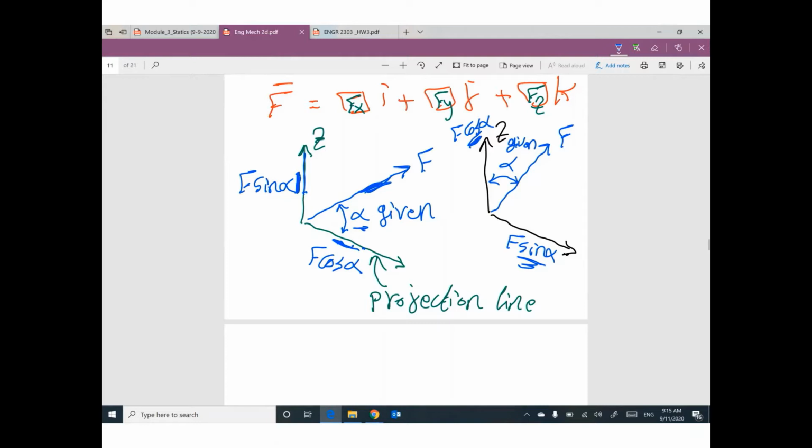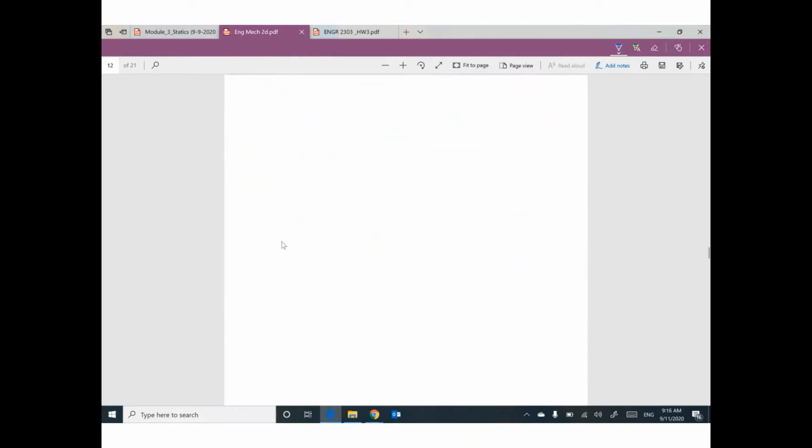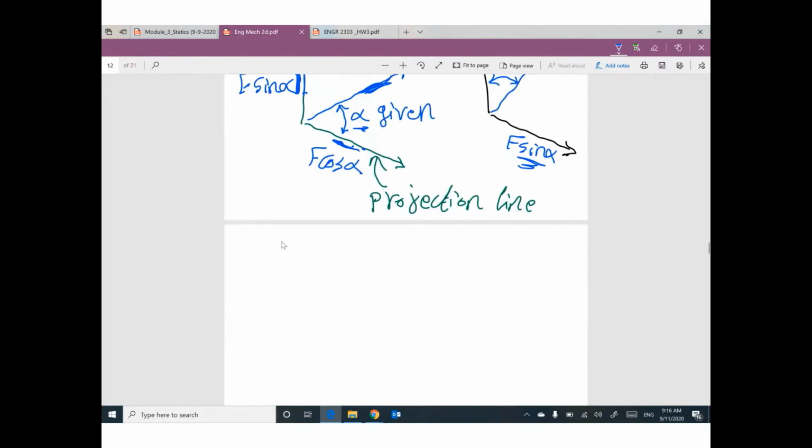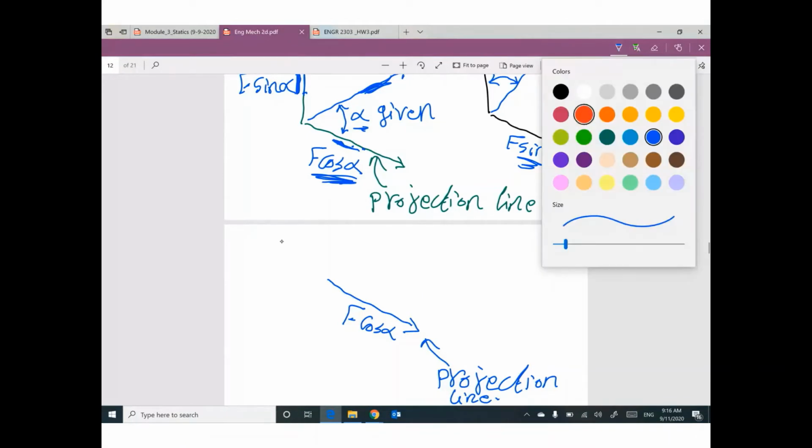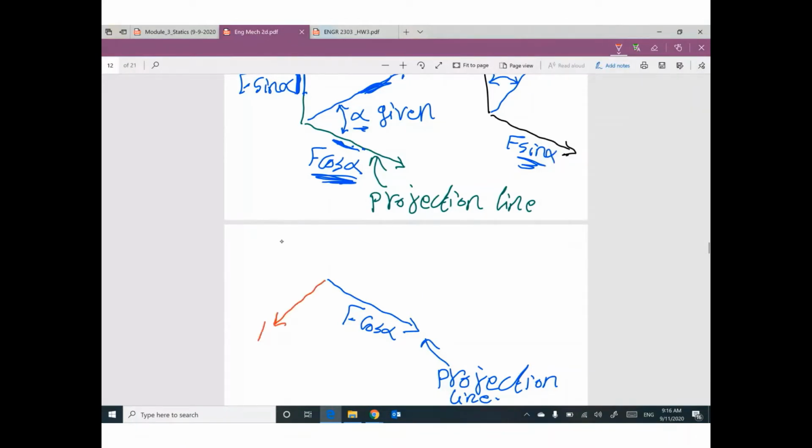Any more question? This one is very important. Okay. Right now, I have a projection, which is in this case F cosine alpha, and this line is called the projection line. And this projection line is in the X and Y plane. And we have another angle here between the projection line and the x-axis, called beta, for example.